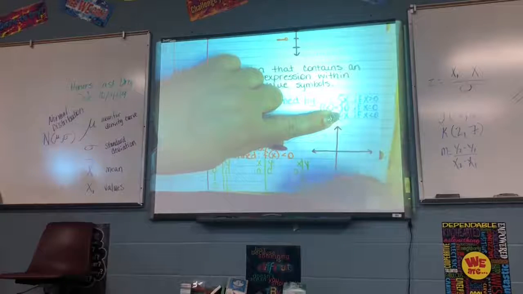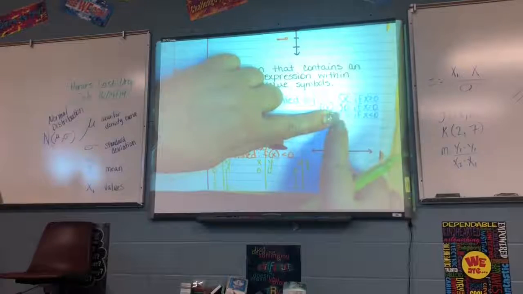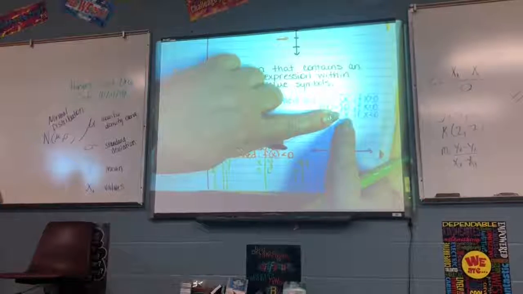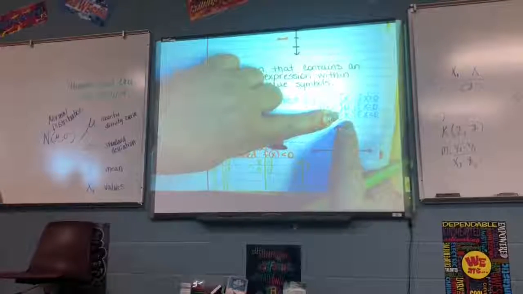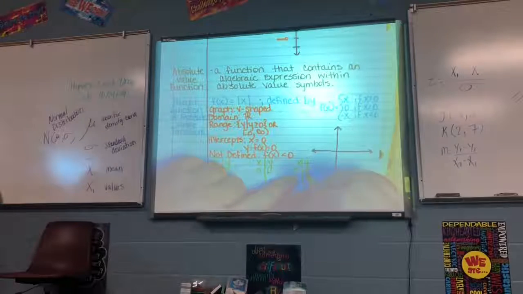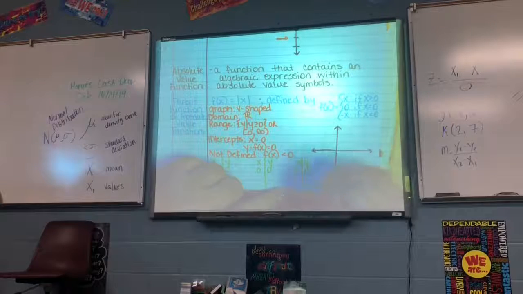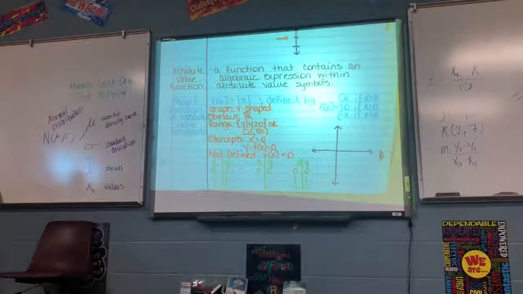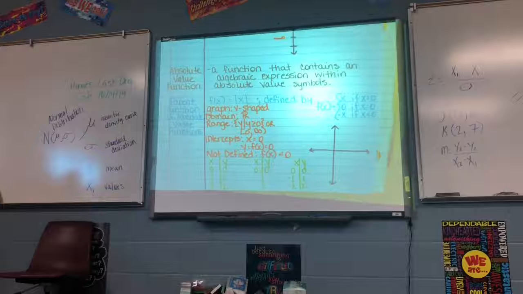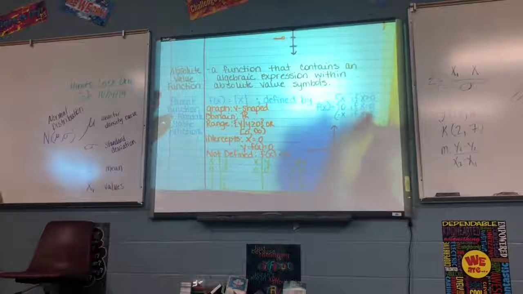So 0, -1, -2. When I plug those in, I'm going to take the opposite of x, the negative of x. Does everybody agree? So the opposite of 0 is just 0. The opposite of -1 is +1. The opposite of -2 is 2. So now I have values that I can put on the graph. Does everybody agree? Okay. Let me finish my graph because I got sidetracked here.